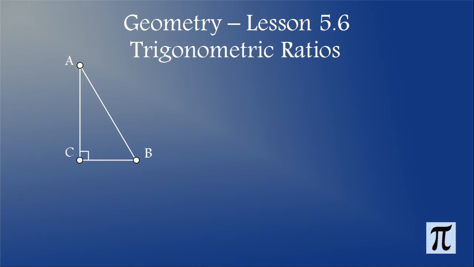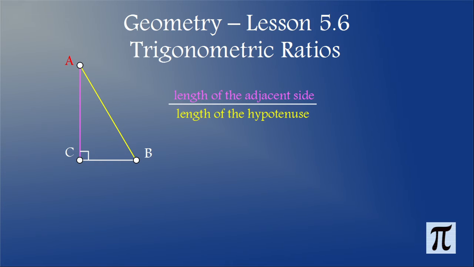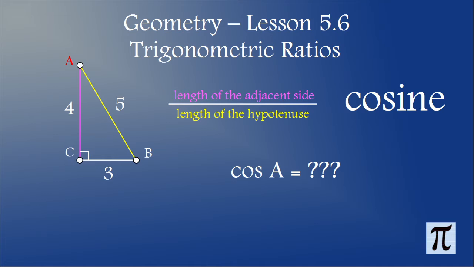Now let's look at a slightly different triangle, still focusing on angle A, but this time I want to look at the length of the adjacent side over the length of the hypotenuse. This is what we call cosine. If we add some lengths to the sides of the triangle, we can ask, what is the cosine of A? As you can see here, we use a 3-letter symbol, COS, as shorthand for cosine.